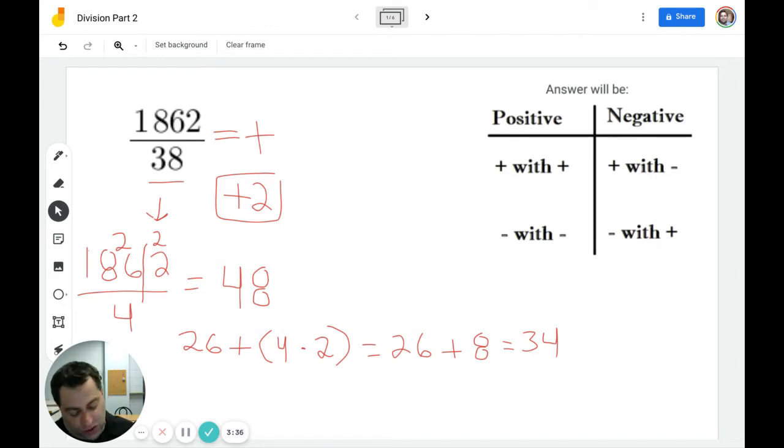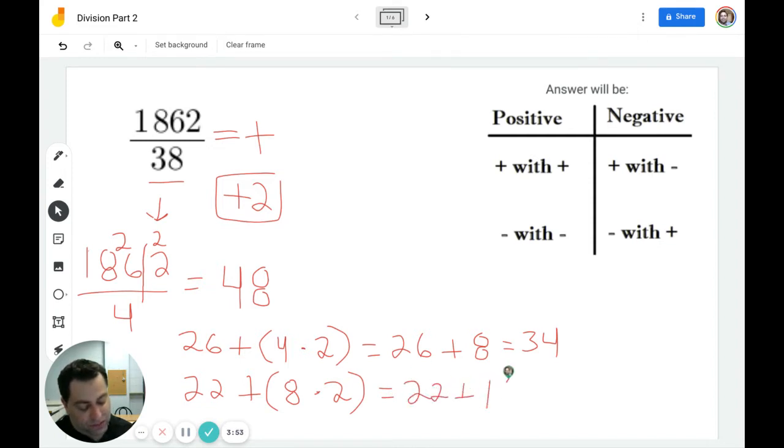So we're starting with 22, and it's going to be the same process. We're going to add our previous answer of 8 times our multiplier of 2. 22 plus 8 times 2 is 16. Is 38.